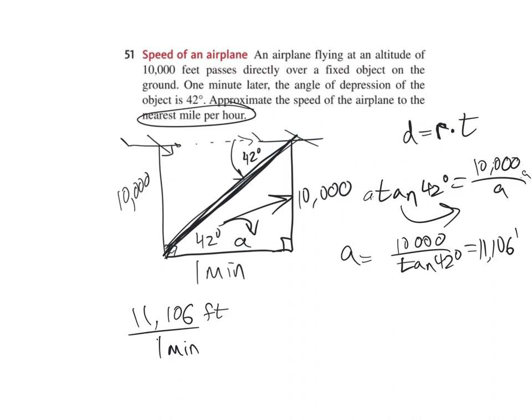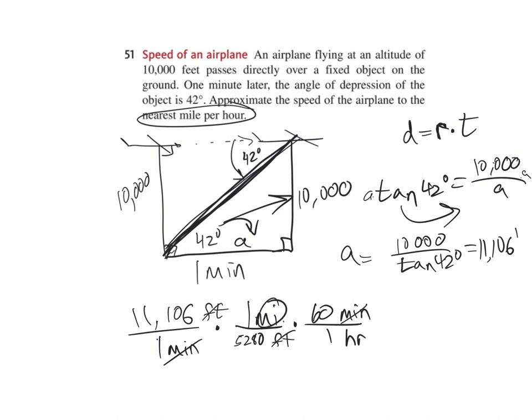All right, so we need to change feet and minutes. So first of all, we can change feet into miles. So there's 5,280 feet in 1 mile. So we want feet on the bottom so that they cancel out. So 5,280 feet and 1 mile goes on top. So now we have the correct miles on top. Now we need hours on the bottom. So we need to remove the minutes. So minutes is going to go on top and hour on the bottom. So the minutes will cancel out. So that's 60 minutes in 1 hour.